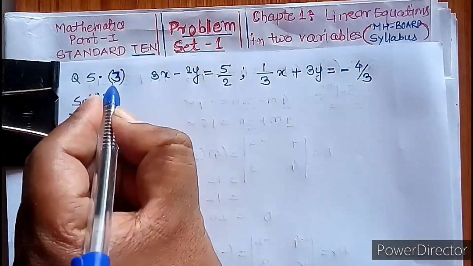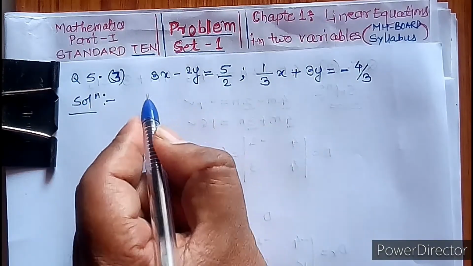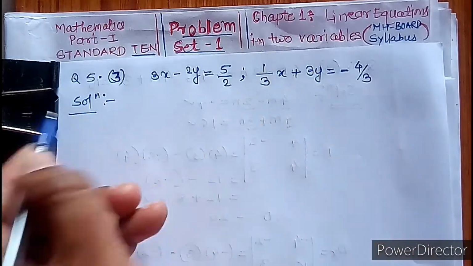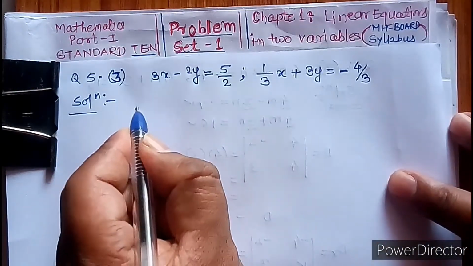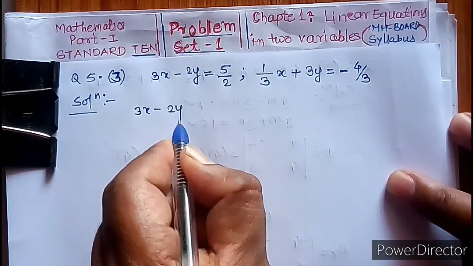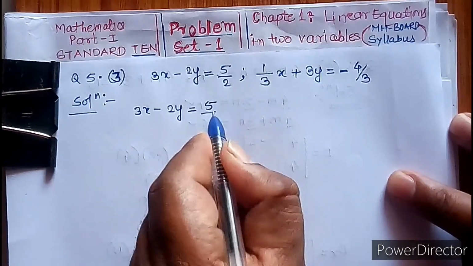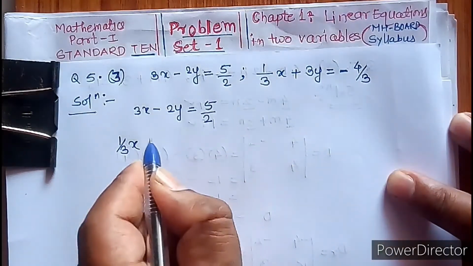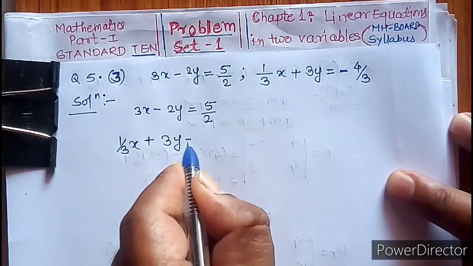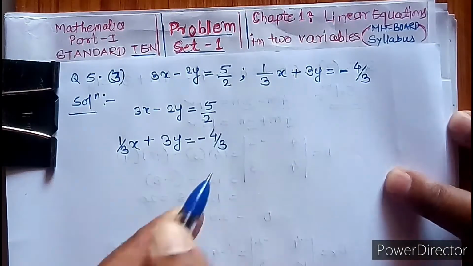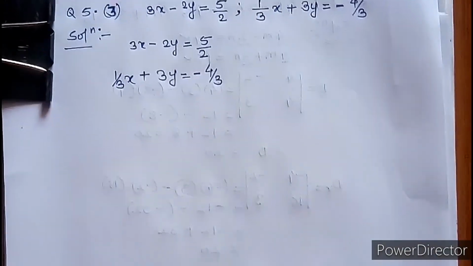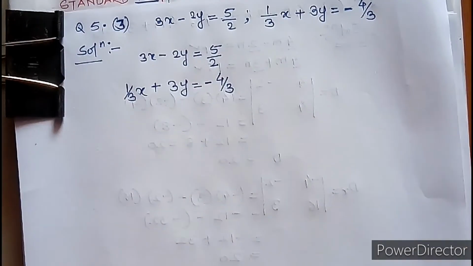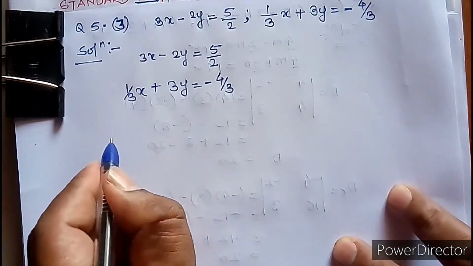Question number 5, sub question 3. Simultaneous equations are given, then write down these simultaneous equations in the solution part. That is, the first equation is 3x minus 2y equals 5 by 2, and the second equation is 1 by 3 of x plus 3y equals minus 4 by 3. Now we have to find the values of x and y by Cramer's method.